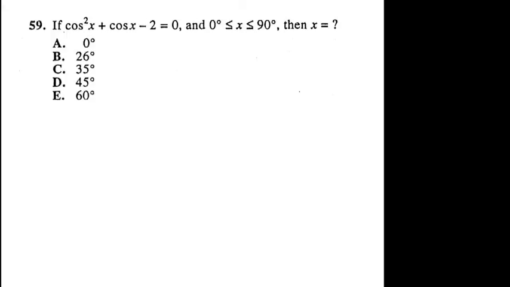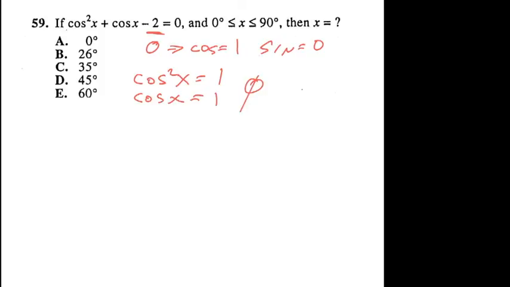Another good one here. 59. If cosine squared x plus cosine x minus 2 equals 0, and we're in the first quadrant, then x has to equal what? Well, now we remember that at 0 degrees, the cosine is equal to 1, and sine is equal to 0. So we're going to look at that, and that's one of those things that this 2 sort of helps you out because you know that if I did cosine squared x equals 1 and cosine x equals 1, that both occurs at 0 degrees.